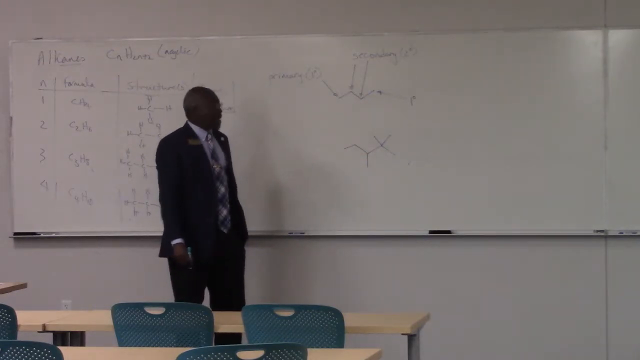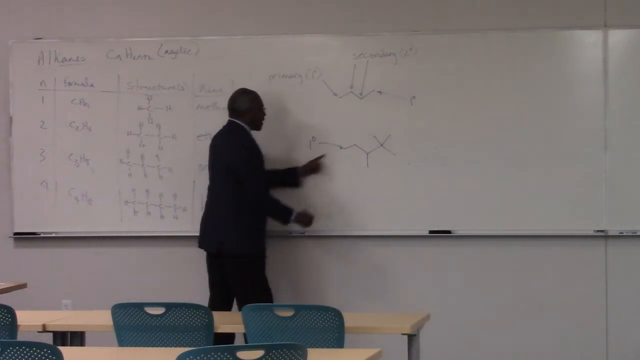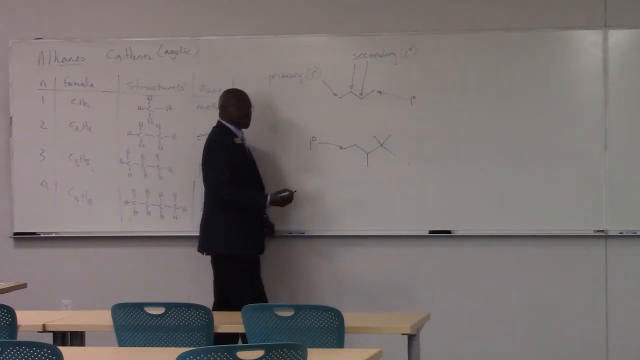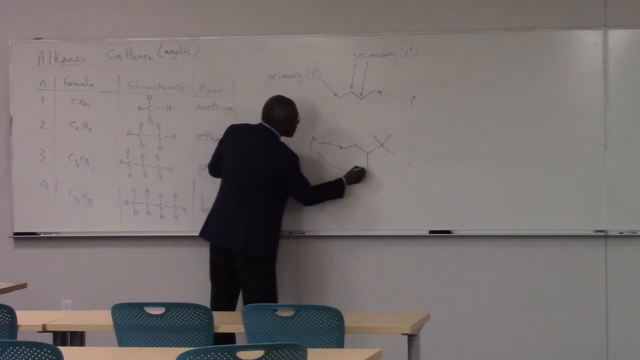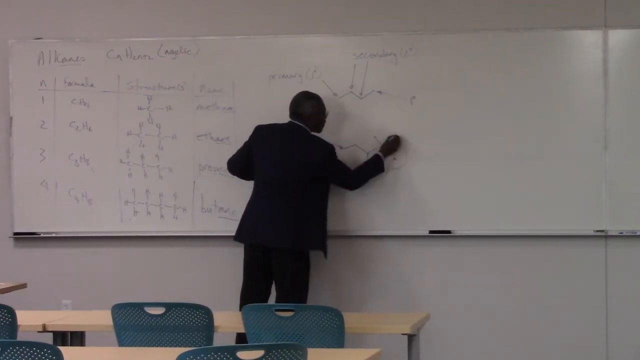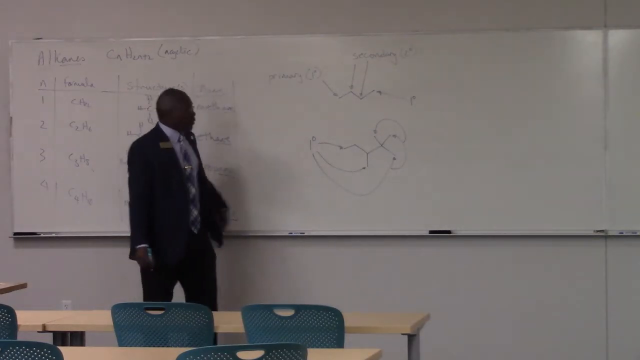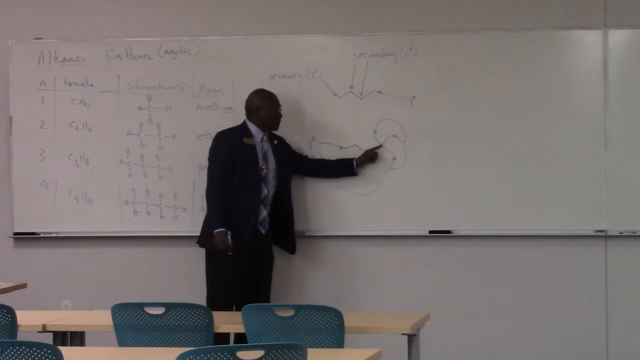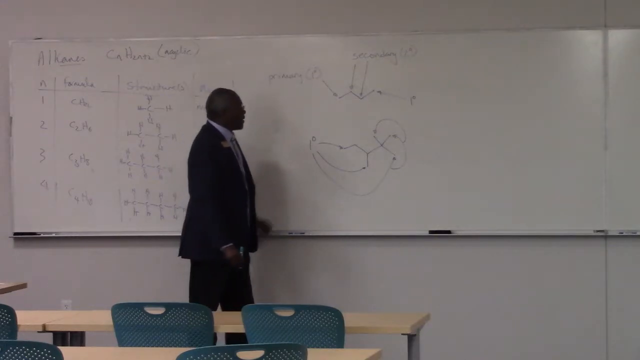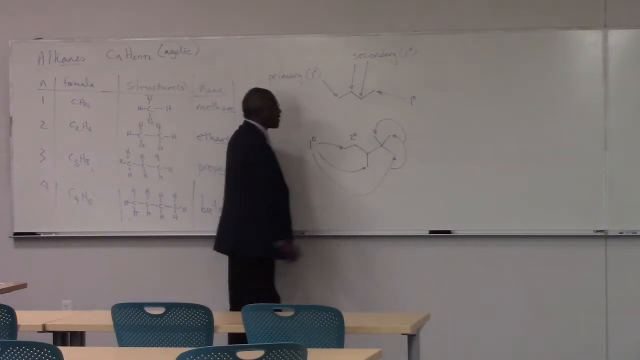If I look at this structure, how would I classify those carbons? Well, this one is primary because it's bound to 1 carbon. Are there other primary carbons in the molecule? Absolutely. This one is primary. This one is primary. This one is primary. All of those are primary carbons. They're all bound to 1 other carbon. Are there any secondary carbons? Well, let's see. This carbon is bound to 2 carbons, so this is a secondary carbon.